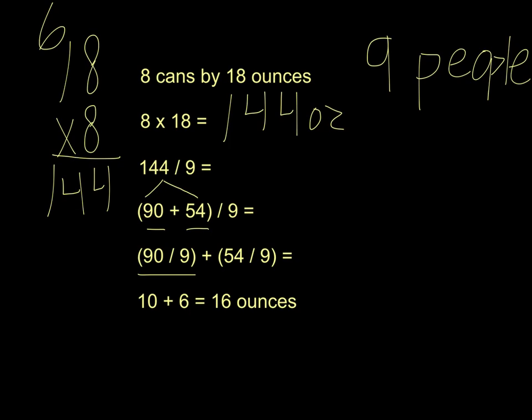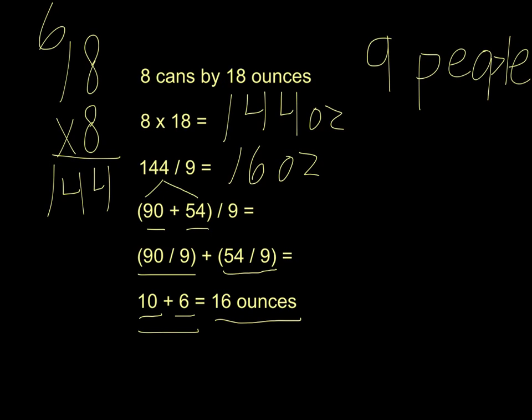90 divided by 9 is 10, and 54 divided by 9 is 6. 10 plus 6 is 16 ounces. Therefore, 144 divided by 9 is 16 ounces.